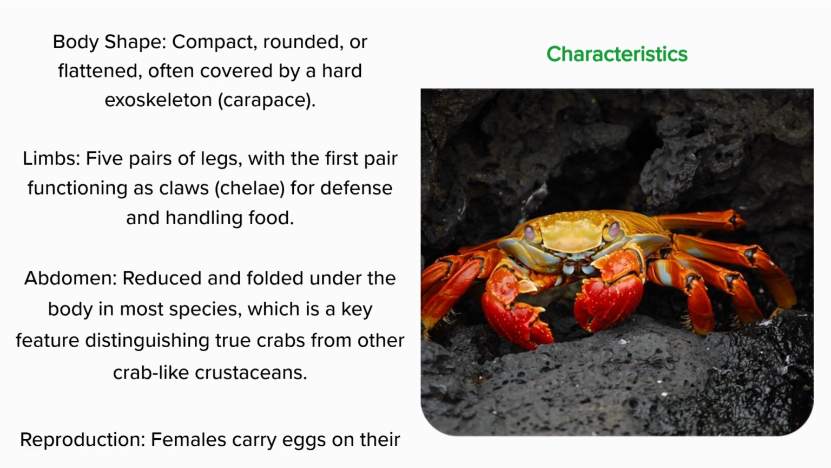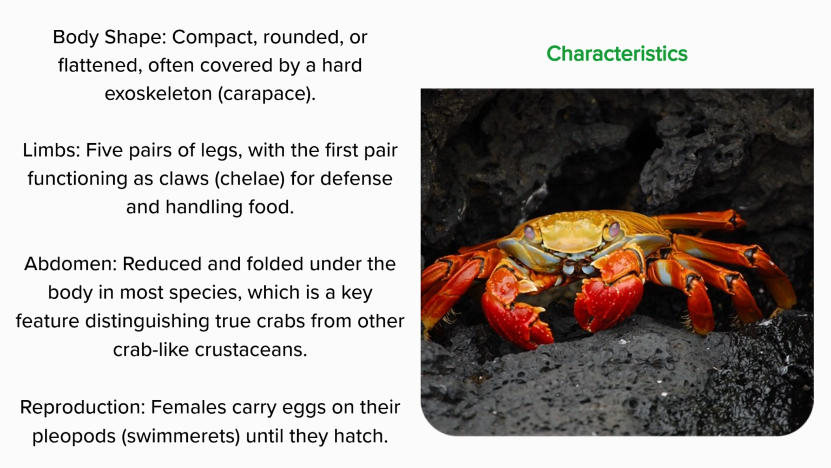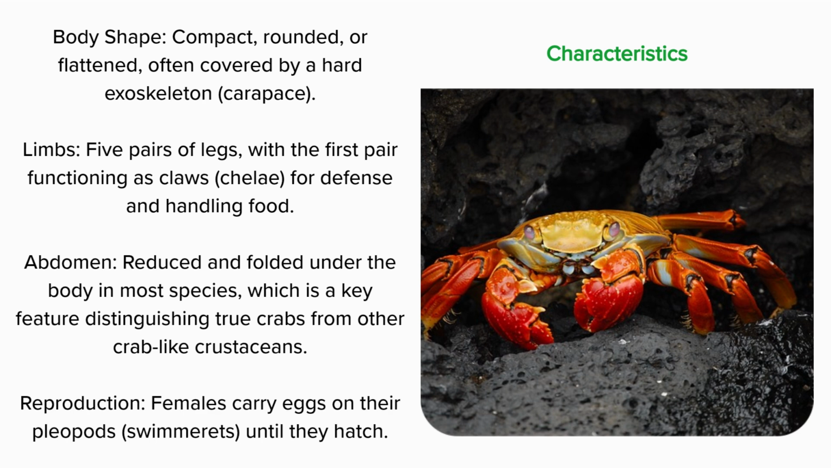Characteristics. Body shape. Compact, rounded, or flattened, often covered by a hard exoskeleton, carapace. Limbs. 5 pairs of legs, with the first pair functioning as claws, chelae, for defense and handling food. Abdomen. Reduced and folded under the body in most species, which is a key feature distinguishing true crabs from other crab-like crustaceans. Reproduction. Females carry eggs on their pleopods, swimmerets, until they hatch.